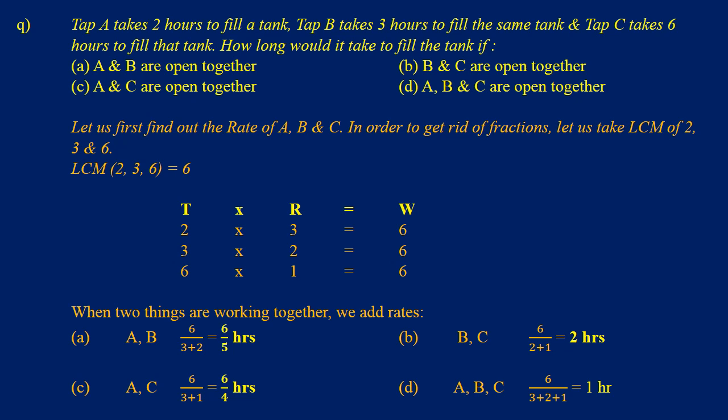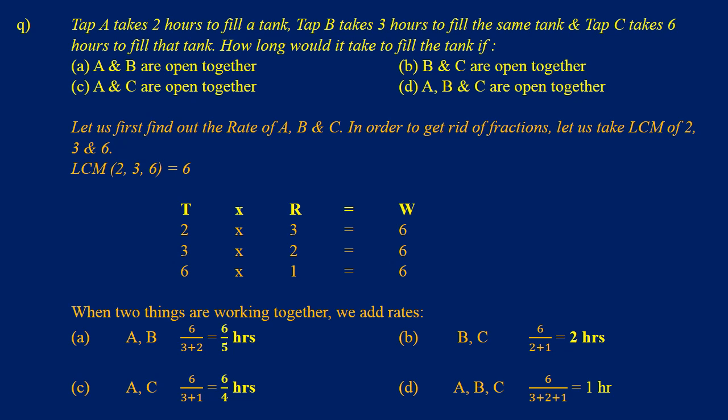The last question of this video tutorial is about combined rates, and it says that tap A takes 2 hours to fill a tank, tap B takes 3 hours to fill the same tank, and tap C takes 6 hours to fill that tank. How long would it take to fill the tank if A and B are open together, B and C are open together, A and C are open together, or A, B and C are open together? Now, the best way to approach this problem is to find individual rates. And we know that time into rate is equal to work done.